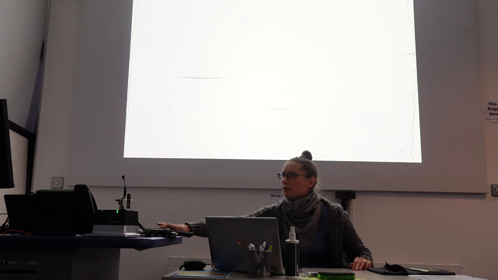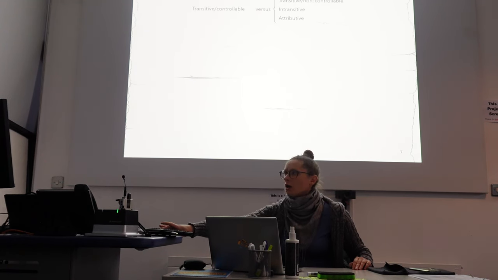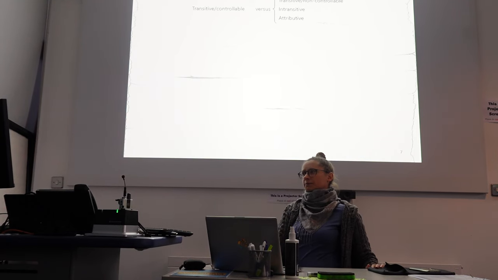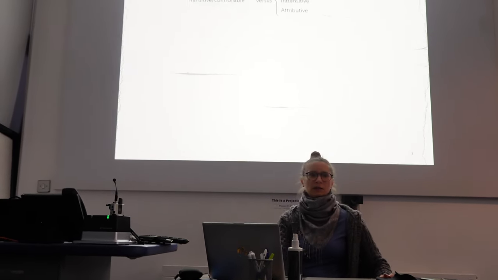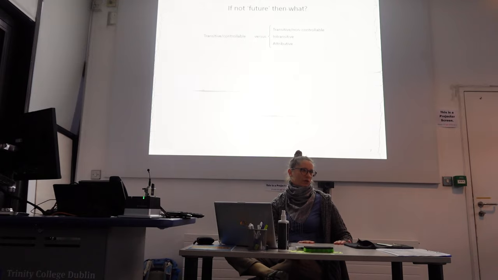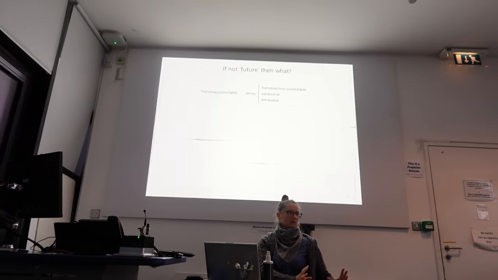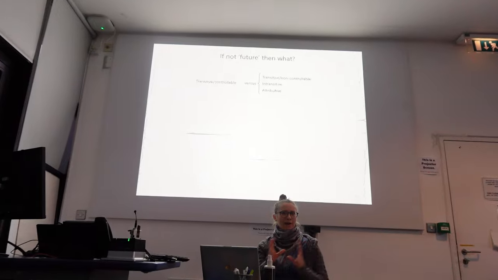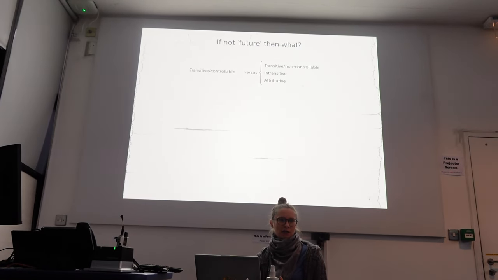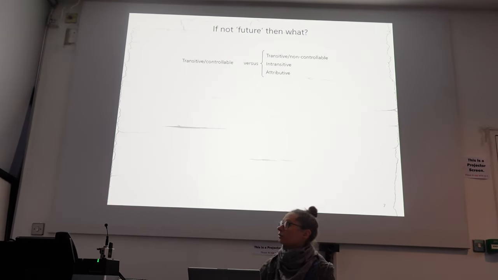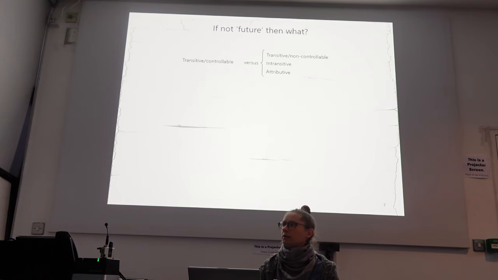And if we look at Tibetan verb morphology, we will realize that we have a split. We have a morphological split between, on the one hand, transitive and controllable verbs, and on the other hand, all the other types of verbs, like those listed on the right side here.